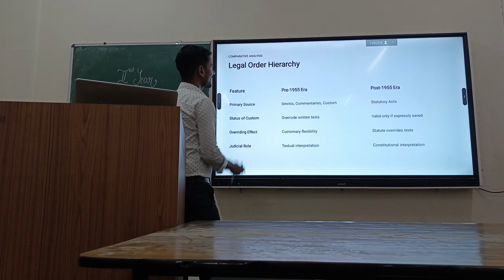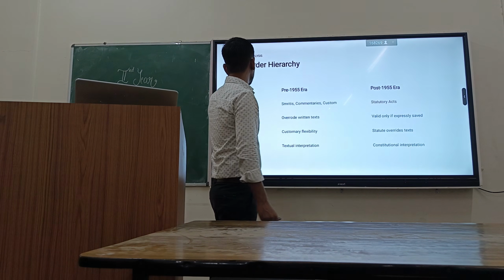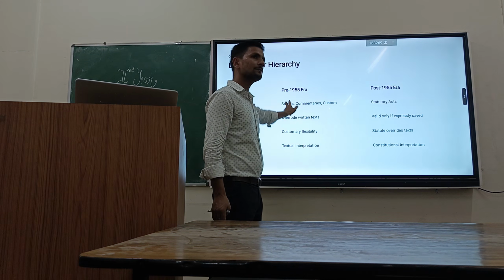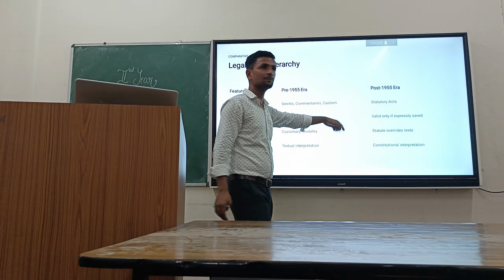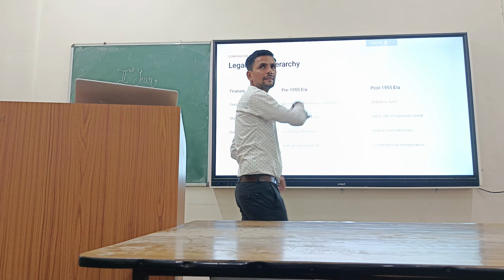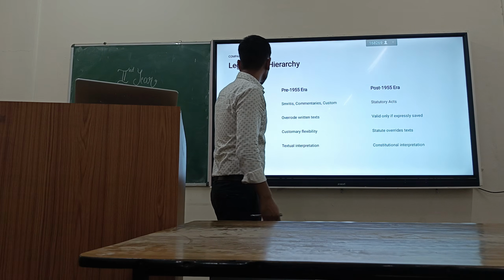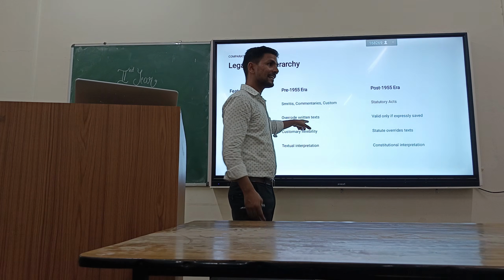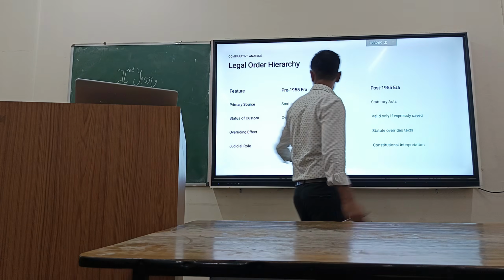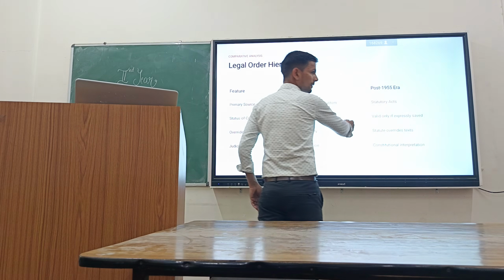Now, the legal order hierarchy. This is just before 1955, when it was not codified; the primary sources were Smriti, commentaries and custom. After 1955 we have statutory acts, which we did in the last slide. Then the status of custom: it overrides written text initially, but now is valid only if expressly saved. Overriding.